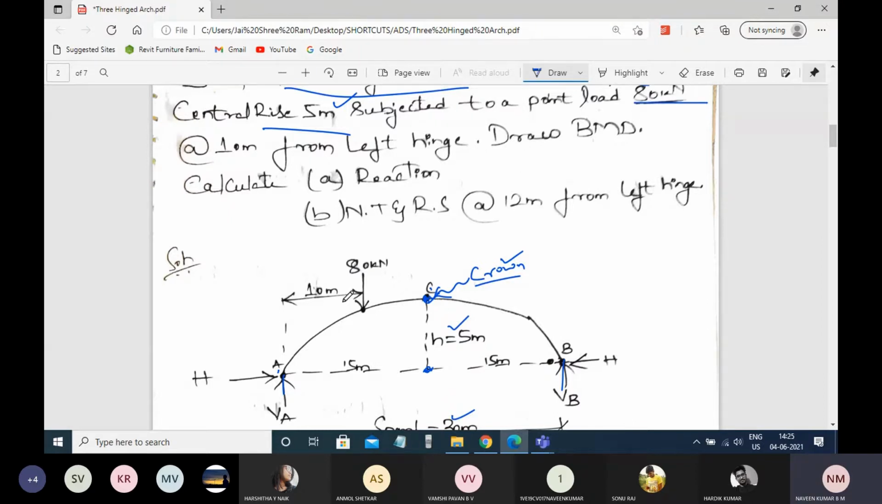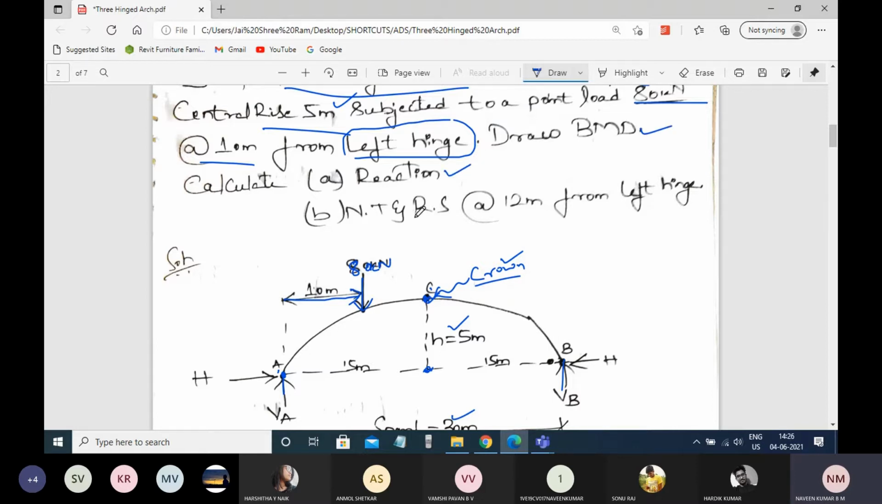and subjected to a point load of 80 kilonewton, which is exactly at 10 meter from the left hinge. So exactly from the left hinge, that is support A, at a distance of 10 meter, it is subjected to 80 kilonewton on the arch. So here, the main aim is to draw the Bennington diagram.